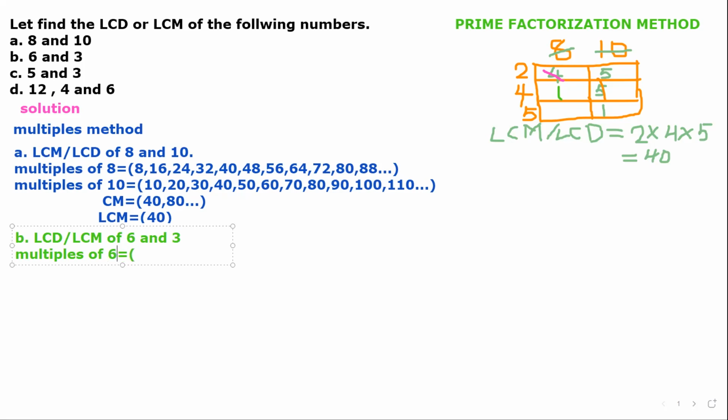I have the 6, 6 plus 6 is 12, plus 6 is 18, plus 6 is 24, plus 6 is 30, plus 6 is 36. Then you have to list the first 11 multiples of that.